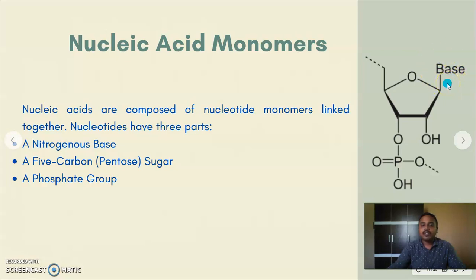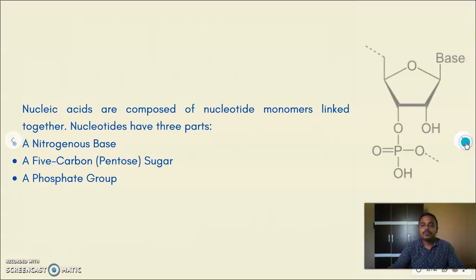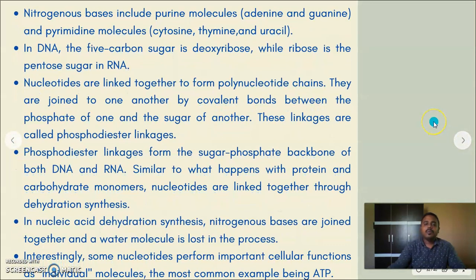The second one is a pentose sugar, or a 5-carbon sugar. So you can see 1, 2, 3, 4, 5. So it's a 5-carbon sugar, which we call a pentose sugar. The third part present in your nucleotide monomer is a phosphate group. So this is your phosphate group. Nucleic acids are composed of nucleotide monomers which are linked together. Now we will see in detail about this nucleotide monomer.